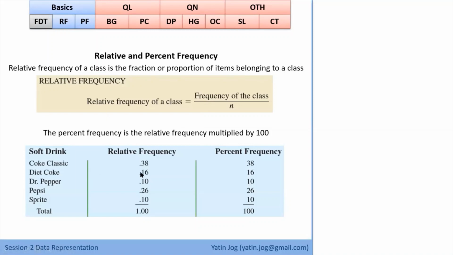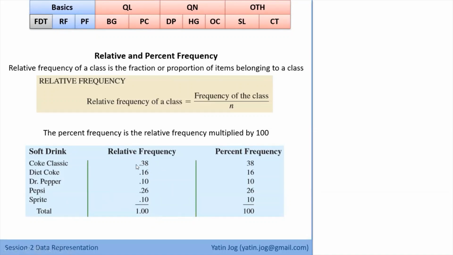So the relative frequency of a class is the fraction or proportion of items belonging to the class. What is the fraction of Coke Classic to the total number of items? The fraction is 0.38. Likewise, the fraction of Diet Coke to the total number of observations is 0.16, and so on. If I add all the relative frequencies, the addition has to be 1, because if I divide total by total, the value will come as 1.